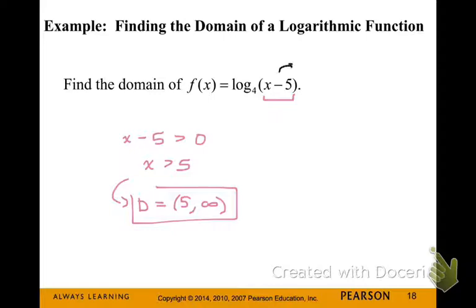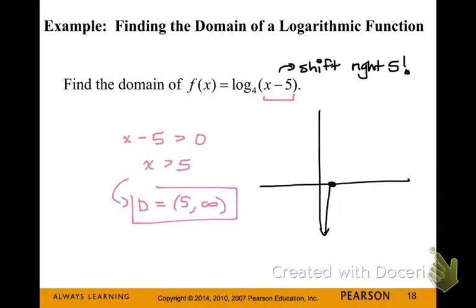Another way of thinking about that is if we draw this out. In this case, the minus 5 is on the inside. So thinking about transformations, that's going to shift it right 5. Here's our normal log graph, increasing since we have a base of 4, which is greater than 1. But that minus 5 is going to shift us right 5. We still get an increasing function because the base is still greater than 1. But instead of our asymptote being at the y-axis, it is now going to be at positive 5. Hence our domain starts at 5 and goes off towards positive infinity.